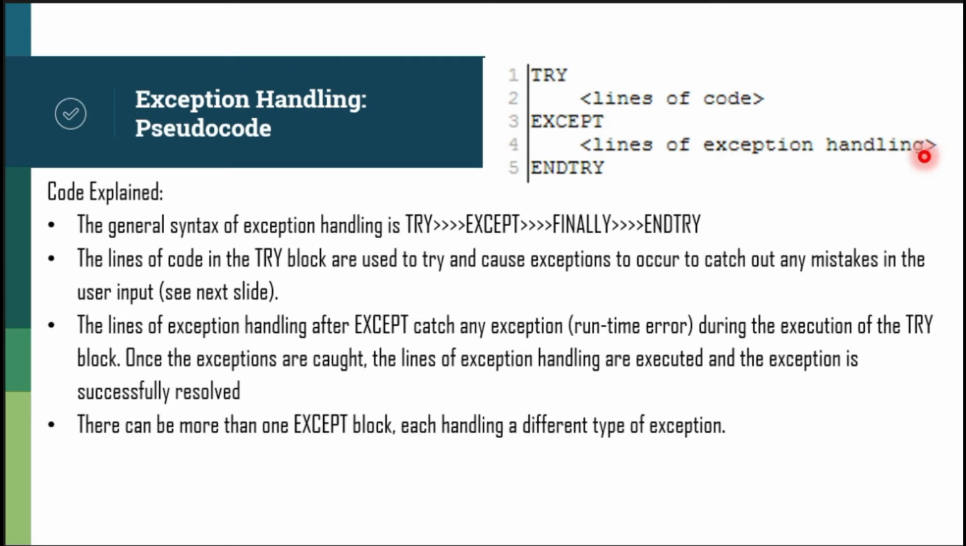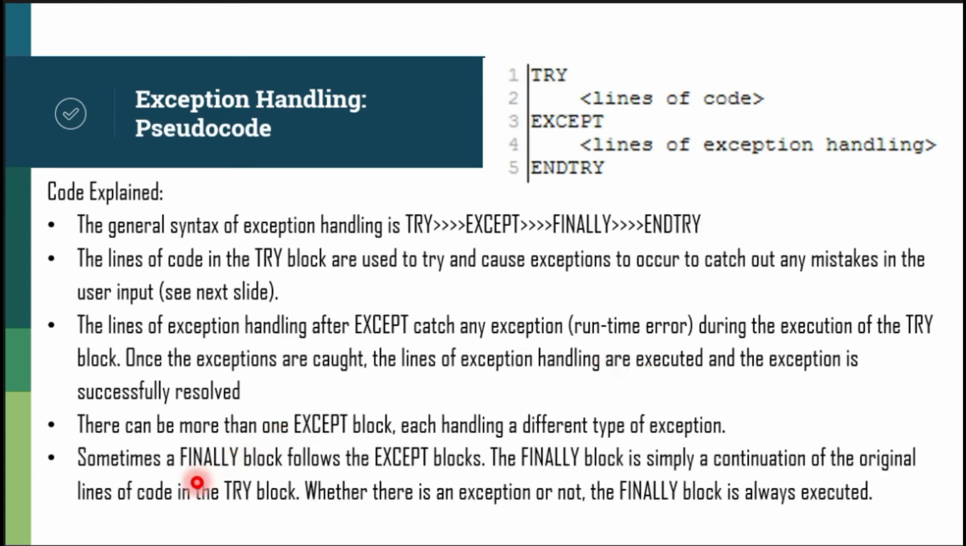Now there can be more than one except block, each handling a different type of exception. You could have the original lines of code here, and then except for one type of exception, then except for another type of exception, and then a third one for another. So different types of errors can be caught in the same exception handling code.